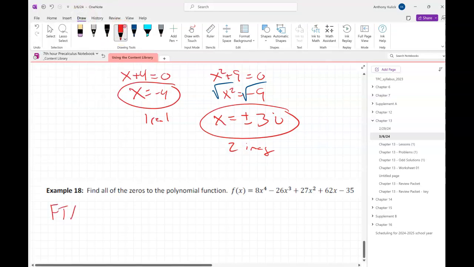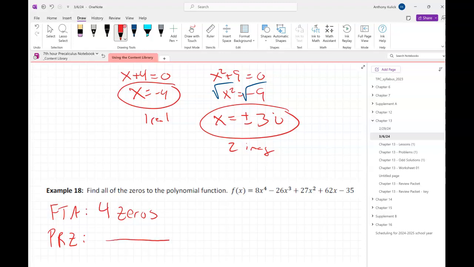Okay. How many zeros should I have? 4 zeros. How'd you get it, Lexi? The degree is 4. Excellent. My list of possible rational zeros is the next thing I do. So those should be the factors of what over what? The factors of what number divided by the factors of what number? Factors of 35 over the factors of 8.